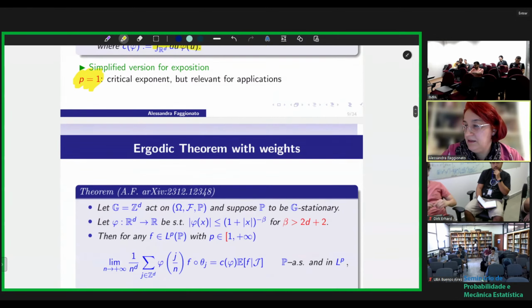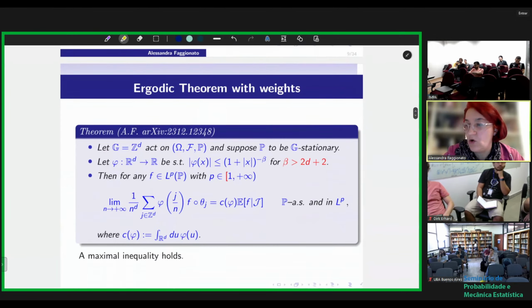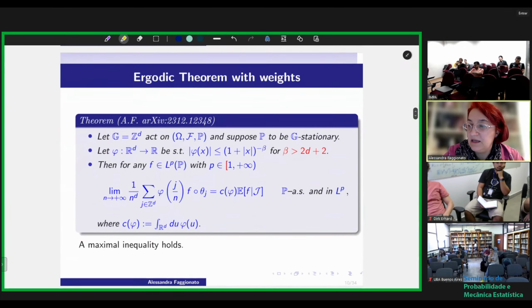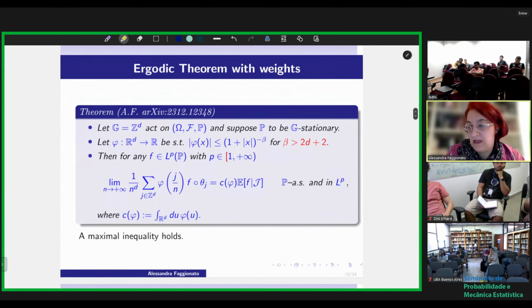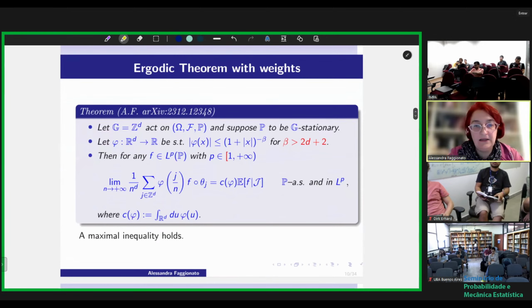Okay, and now I state an ergodic theorem with weights for the groups Z^d and R^d. They are equivalent to Z^d and R^d for many aspects, covering the case of p equal to 1. So the theorem I produce is the following.